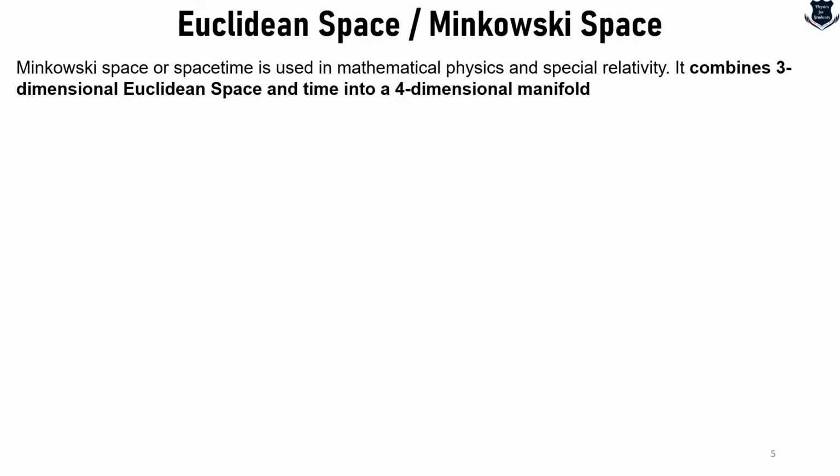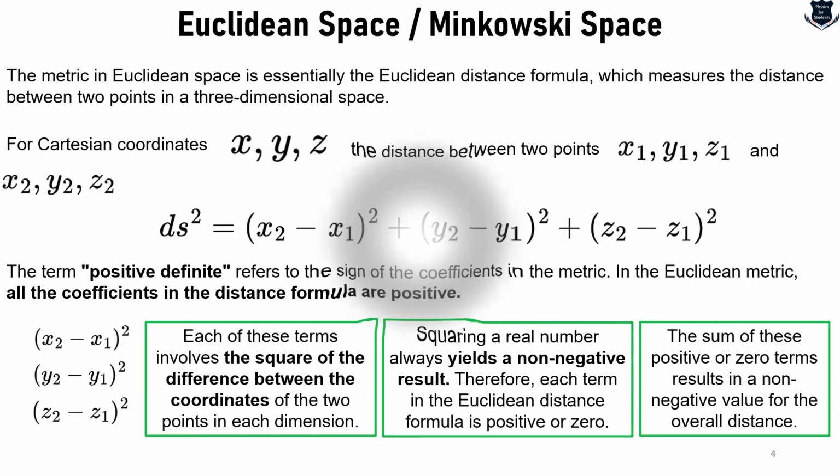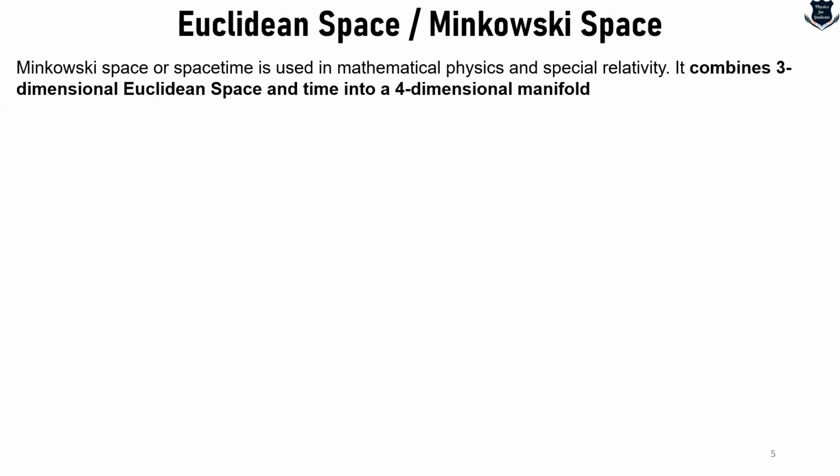Now you see, whenever I move from the Euclidean space to Minkowski space, the first difference I would say is that it actually brings things together. It combines. What does it combine? It combines three-dimensional Euclidean space and time into a four-dimensional manifold. Now don't worry about this technical term manifold.